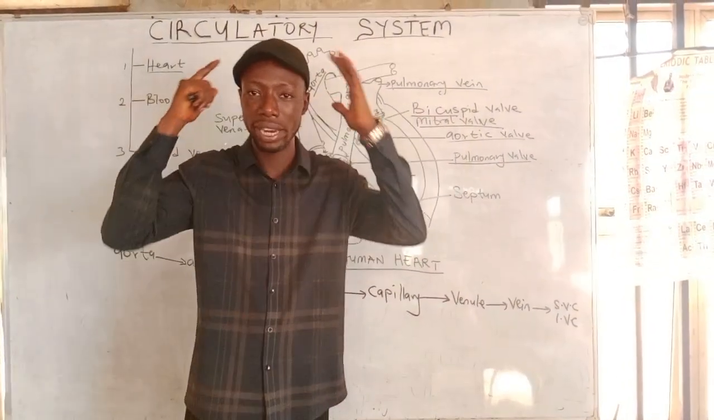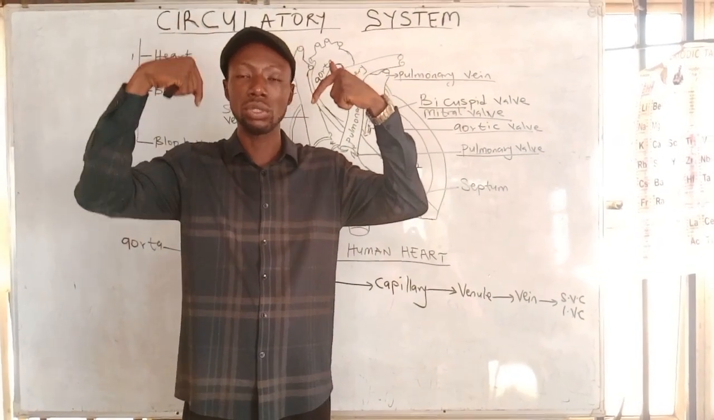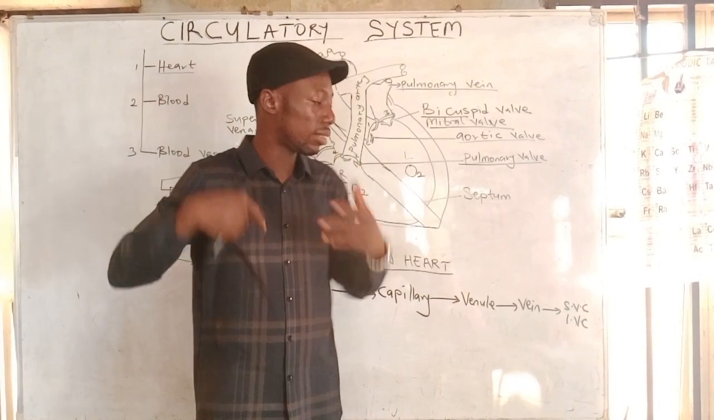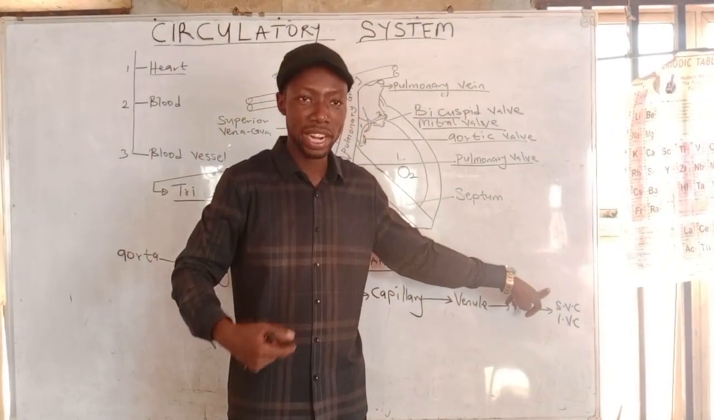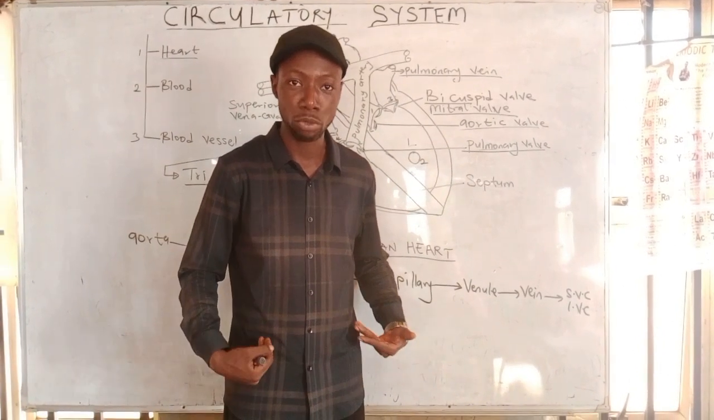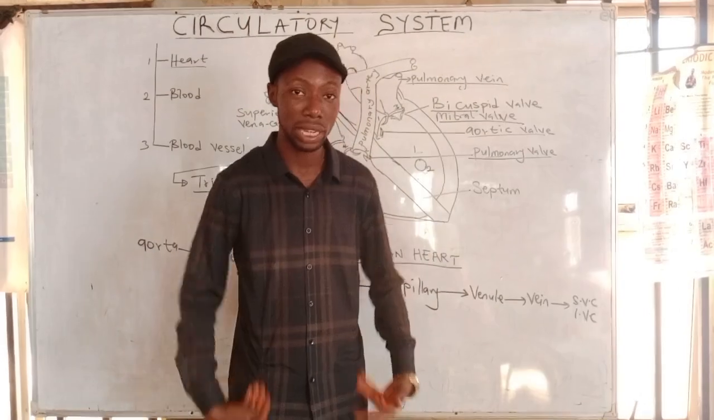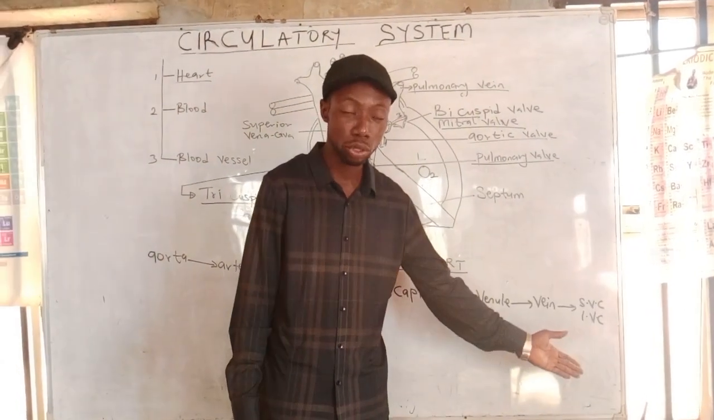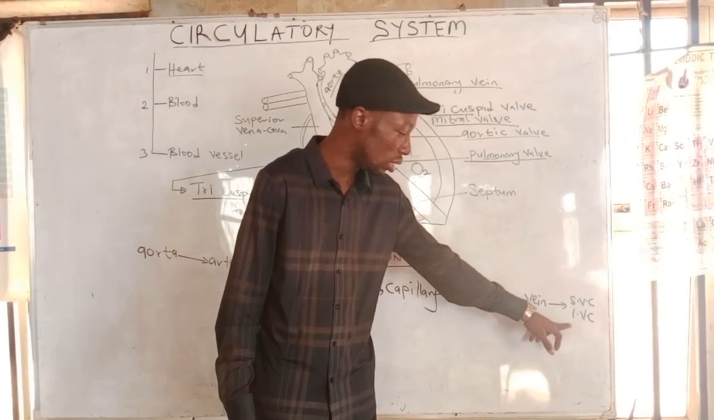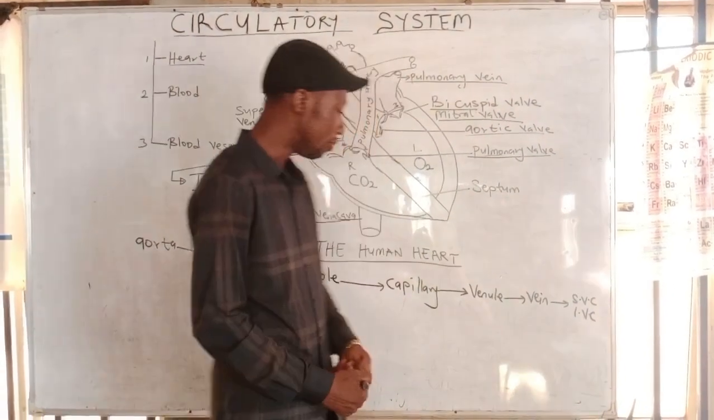If it's blood from the head, neck, and the upper limb, the blood returns to the right chamber of the heart through the superior vena cava. Then if it's from the lower part of the body, like the abdominal region, the legs, and other parts of the body located below the heart, the blood returns to the right chamber through the inferior vena cava, which is known as IVC.